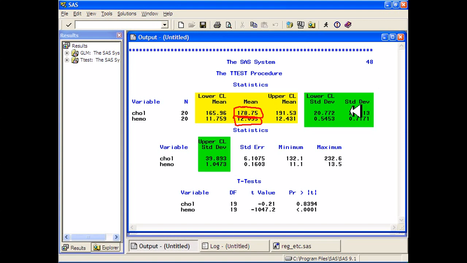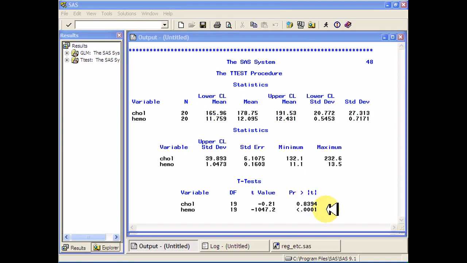Remember that this is the probability that this t-value is greater than or equal to this number in absolute value. So the p-value is both of these sides. If you want to do a one-sided hypothesis test, then you need to take this p-value and divide it by 2 to just get the one side of the area.